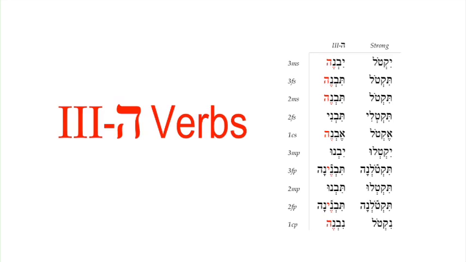However, in those five verbal forms that do take a subformative, the He is dropped off. Look at your screen again. In the 2FS, the 3MP, the 3FP, the 2MP, and the 2FP, the He has dropped off. In the 3FP and 2FP, you have the Segol Yod stem vowel that is diagnostic of this third He weak verb class. In the remaining three forms, there's nothing to diagnose the form as third He, and you'll have to work from context, having memorized your vocabulary like a robot.